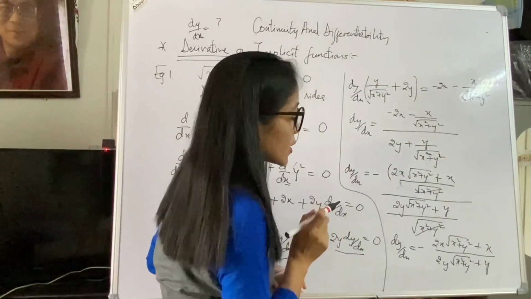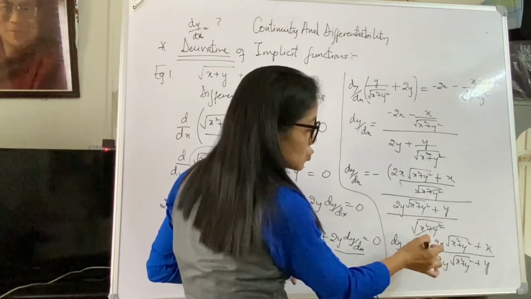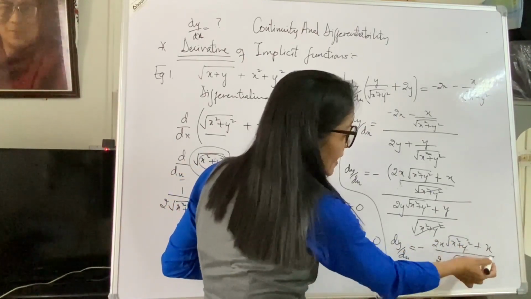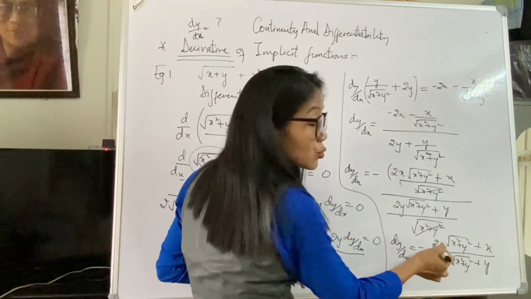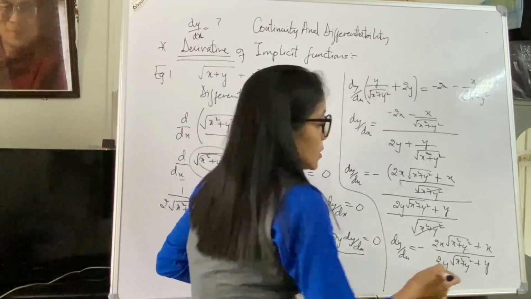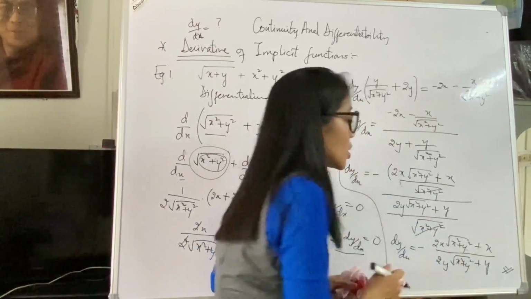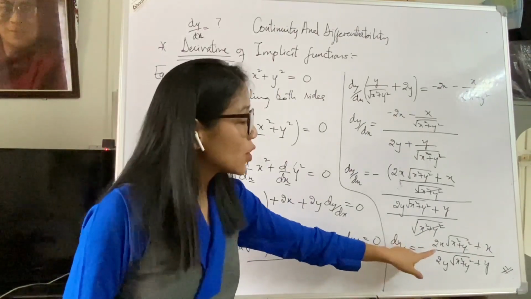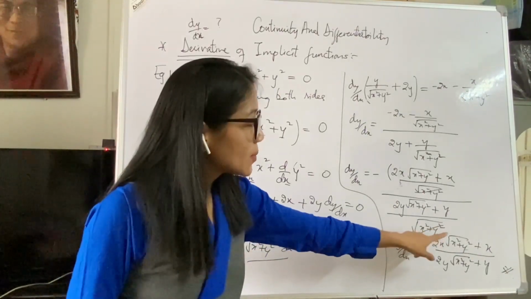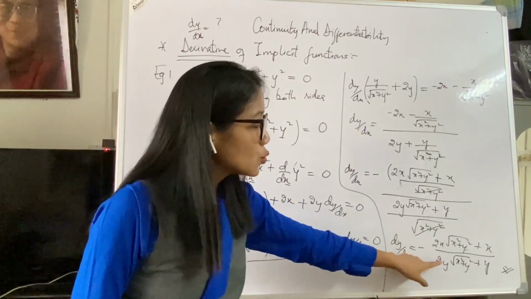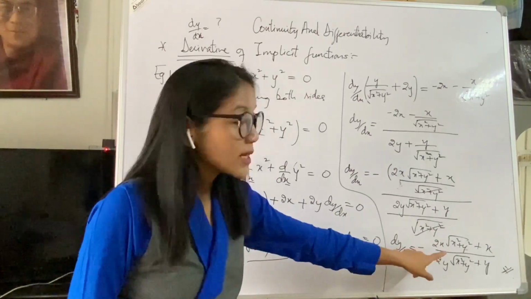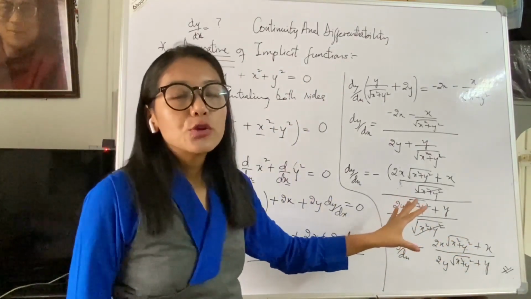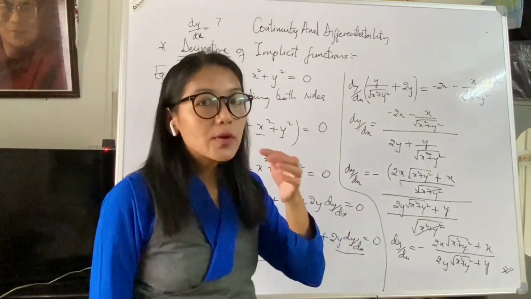Is it clear? Okay, now you cannot cancel out these two 2's. You cannot do that because here this term plus x is also there. So you cannot cancel 2 from here, okay? So now this is in the simplest form. So now you can keep it like this. So dy by dx is equals to negative of 2x square root of x square plus y square plus x upon 2y into square root of x square plus y square plus y. So this is how you will find the derivative, okay, of an implicit function.